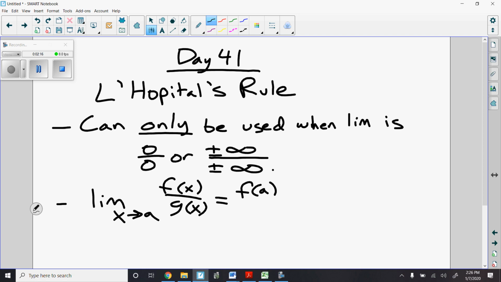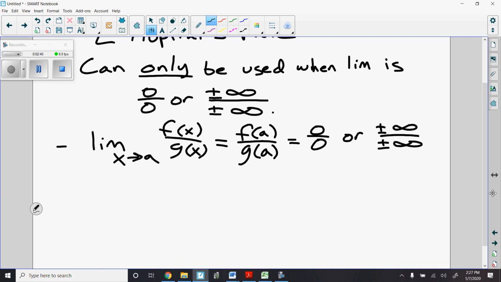We get f of a over g of a. And when we evaluate that, let's say we get either 0 over 0, or we get an answer of plus or minus infinity over plus or minus infinity. In those scenarios, right, let's say we plug in what we're doing the limit of and we get 0 over 0. Then what we can do is this. We can use L'Hopital's rule.